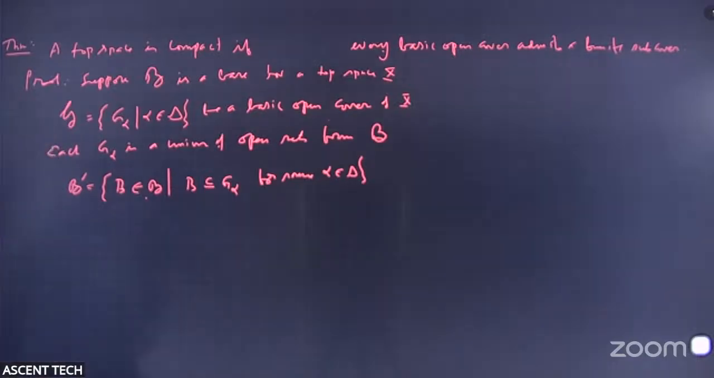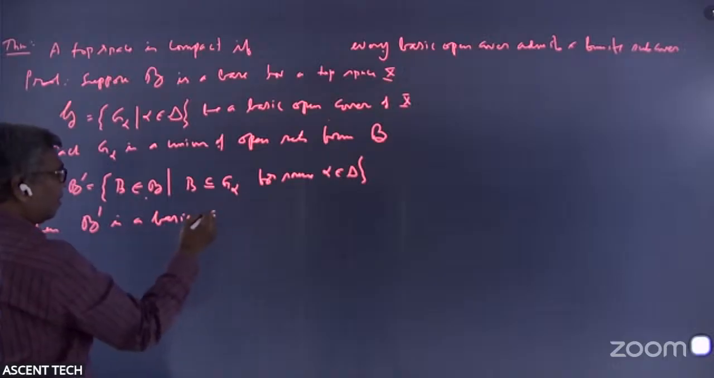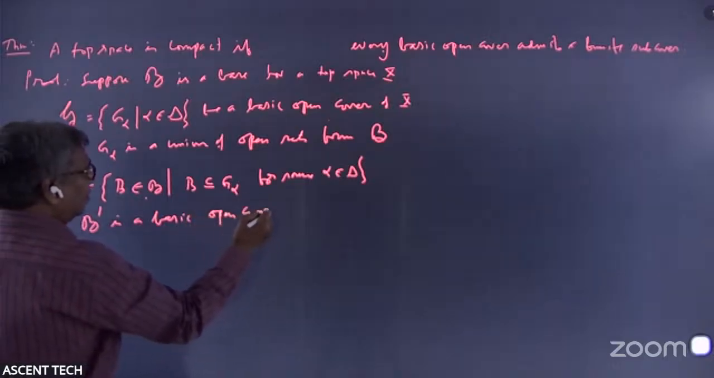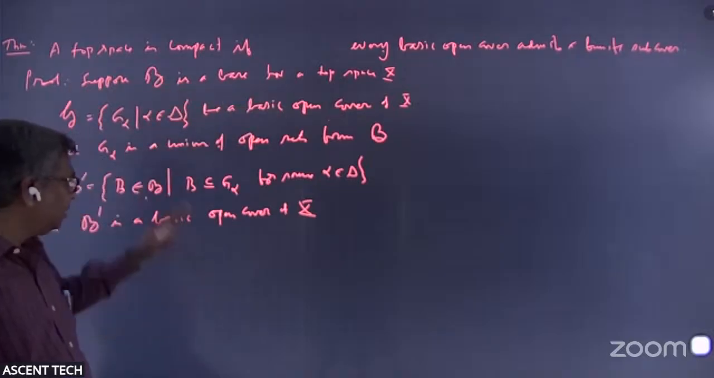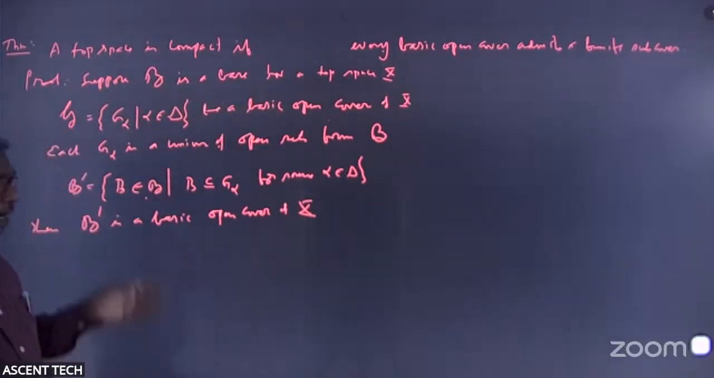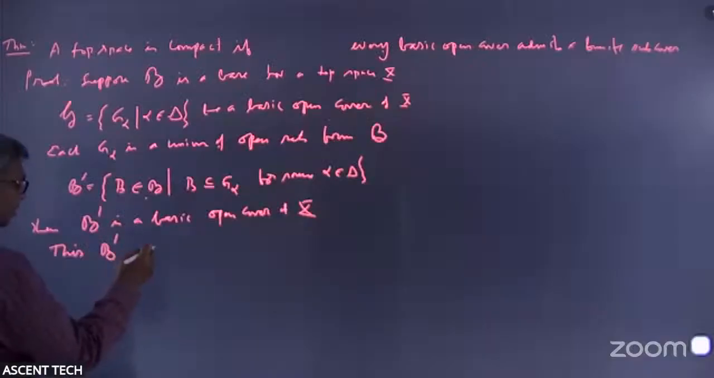Then you see that B dash is a basic open cover of X. Because all these B's make up G alpha, and G alpha is covering X, therefore all these B's also cover X. And that basic open cover defines a subcover. So this B dash, by hypothesis, admits a finite subcover.